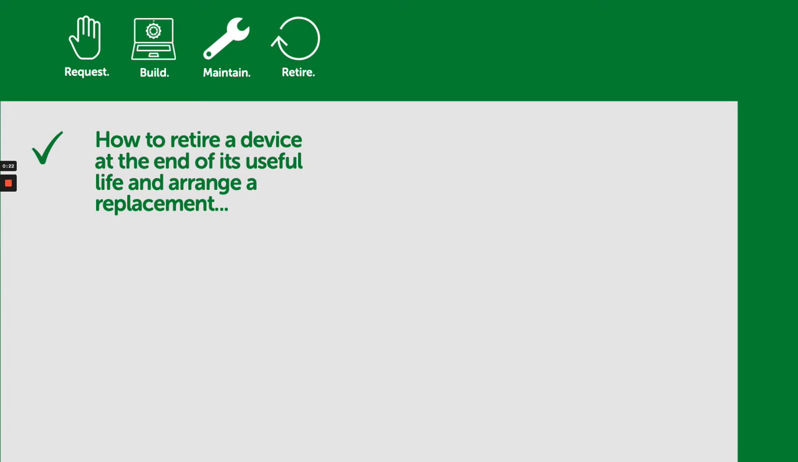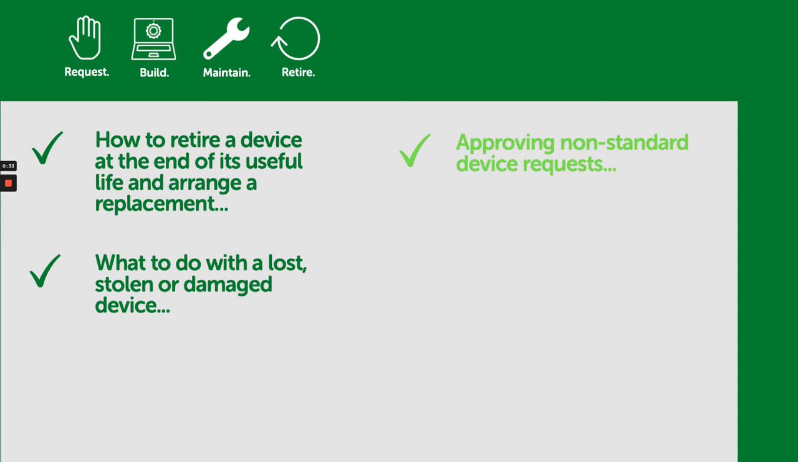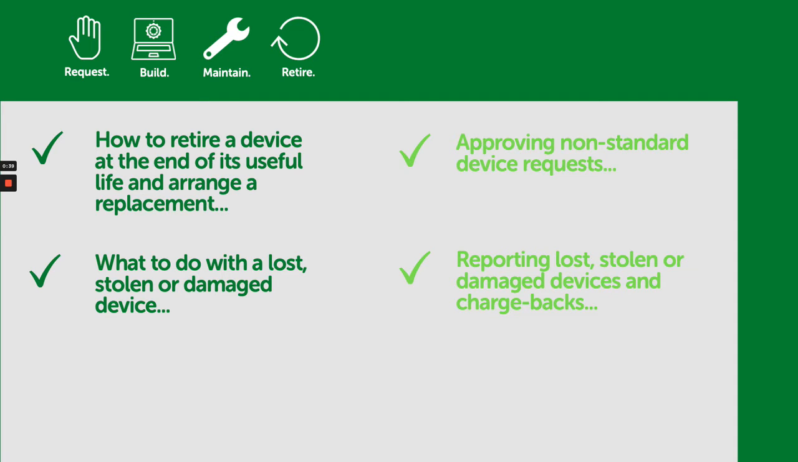Now, you recall that in the first module we provided steps on how to retire a device at the end of its useful life and arrange a replacement. In this second module, you'll learn how to approve requests for non-standard devices. Likewise, in the first module, we provided instructions on what to do with a lost or damaged device. And in this second module, you'll learn about how to report lost or damaged devices and the chargebacks that will occur to your business unit's cost centre.